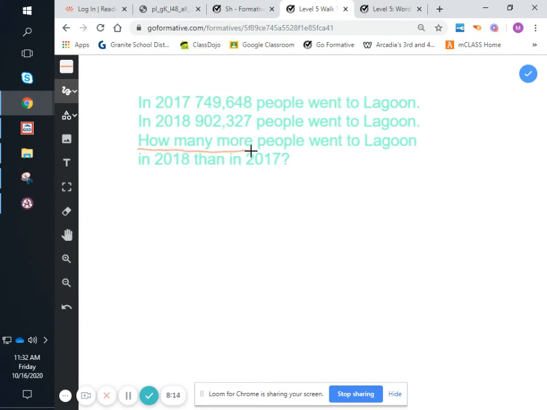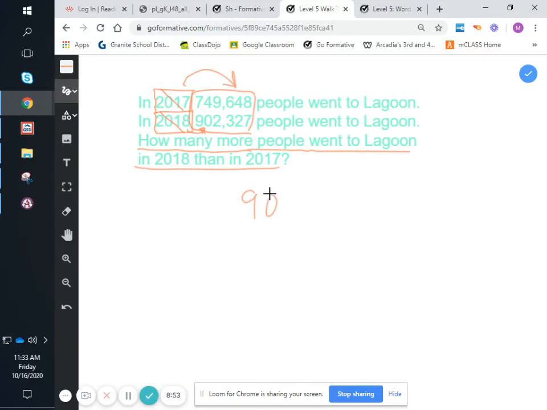All right, so first thing I want to point out, how many more, clue word for subtraction. The other thing I want to point out, we're talking about years here. So 2017 is not a number that you're going to use in the equation. This is just telling you the year that this many people went to Lagoon, right? Same thing here. Don't be confused with the year numbers. This is just telling you how many people went in 2018. Okay, so we are not going to use these numbers to subtract. So the numbers we're going to be working with are here. So how many more people went to Lagoon in 2018 than 2017?